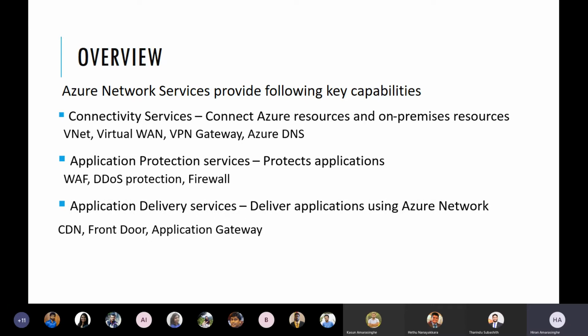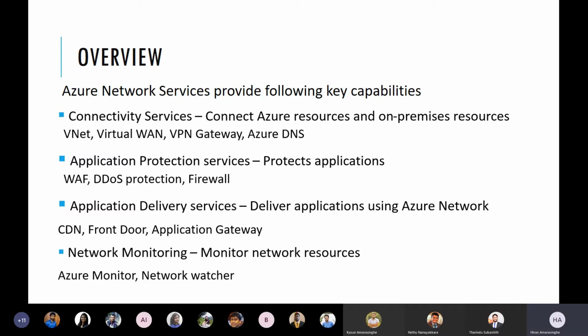Application delivery service is basically to deliver your application using Azure Network, such as Azure CDN, Front Door, and Application Gateway, which I'm going to talk about in this session. And the last one is network monitoring, basically to monitor your network resources. For that, we have Azure Monitor. I think some of the projects actively use this tool, and another one called Network Watcher.